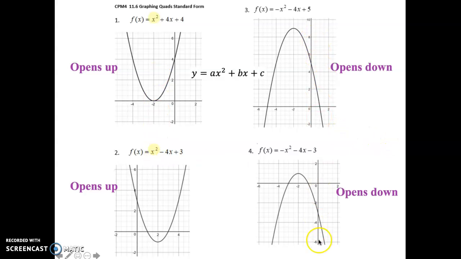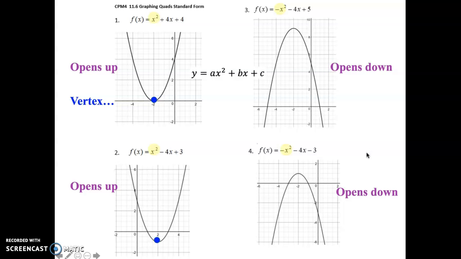All right, these 2 graphs over here open downward. And I want you to look at the ax squared term in both of these equations. What is it about the equation that's forcing these 2 on the right-hand side to open downward compared to these 2? Yeah, it's this negative a, or the negative ax squared term. When you have a negative in front of your ax squared term, it forces it to open downward.